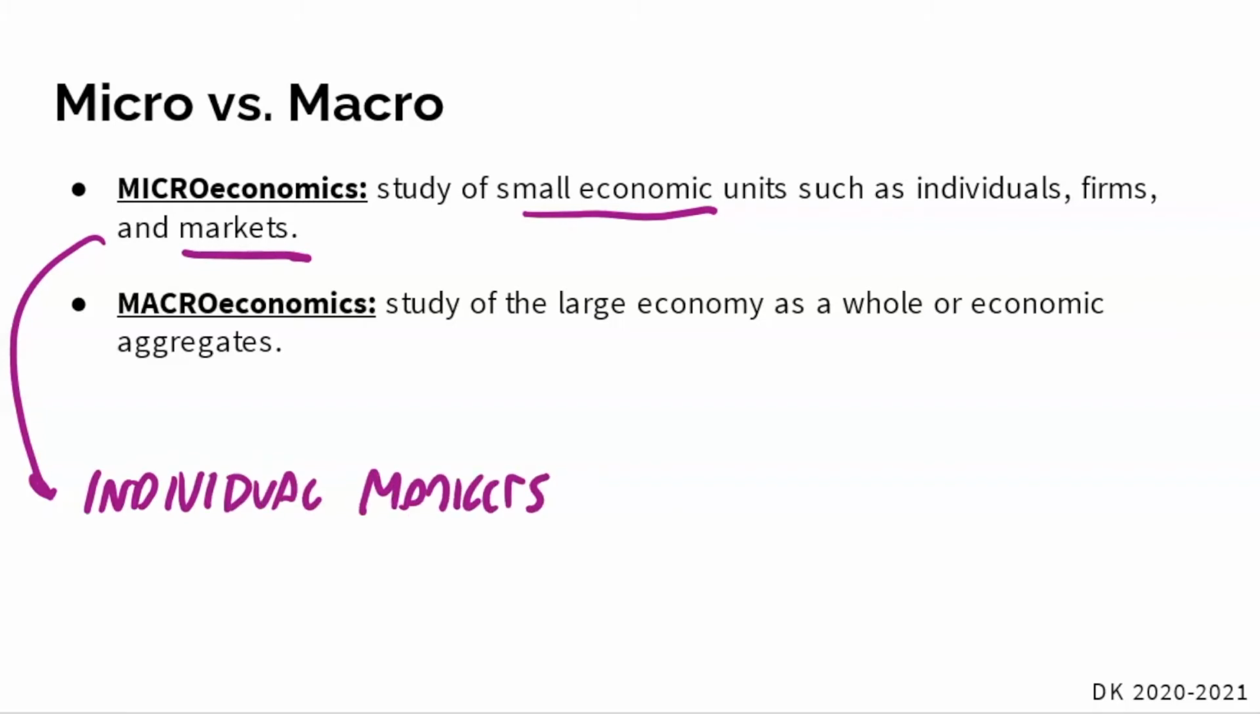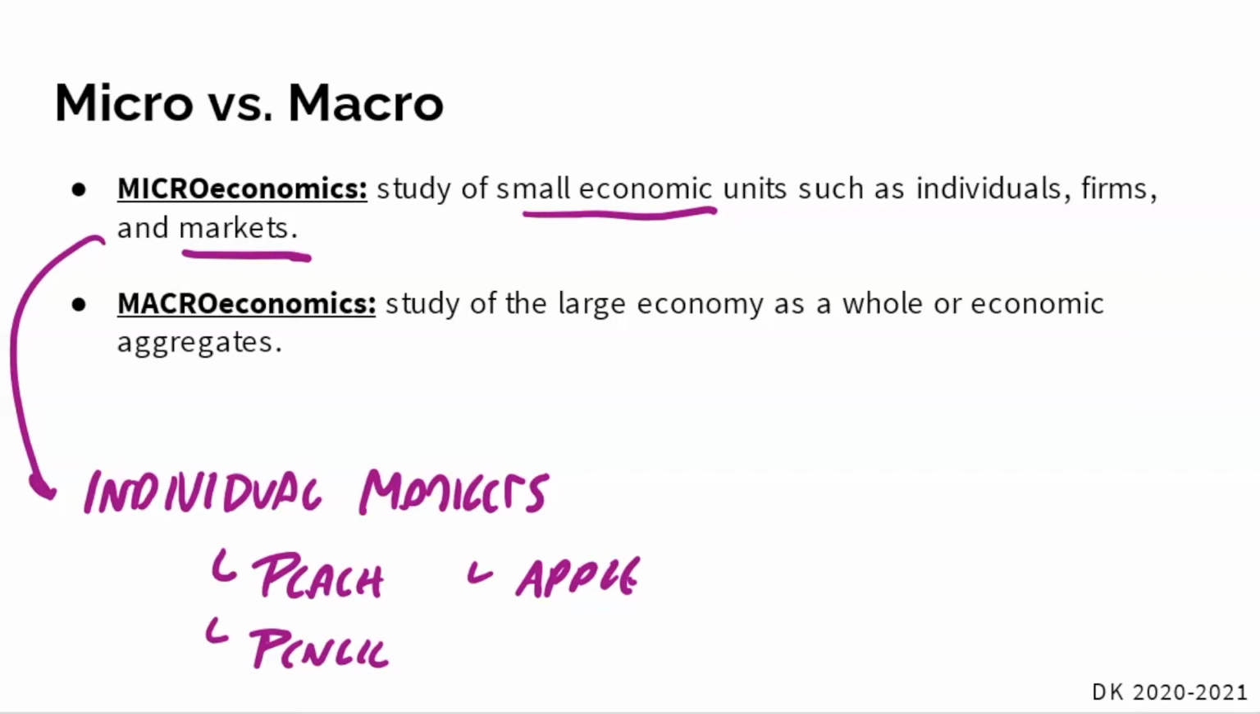What I mean by individual markets is we're going to be looking at stuff like the peach market, the pencil market, the apple market, right? So if we look at individual goods and the markets for those individual goods, that is microeconomics.